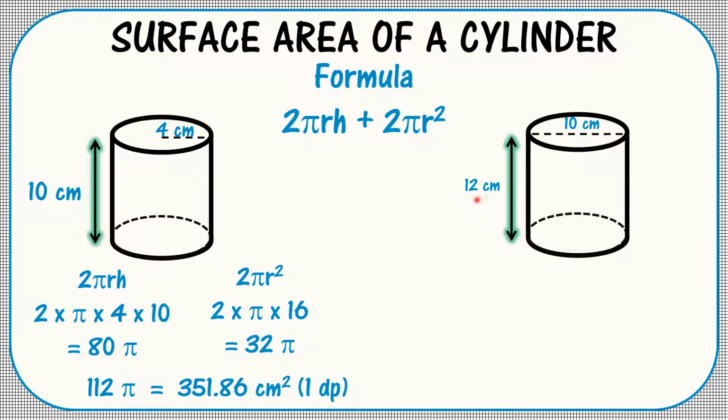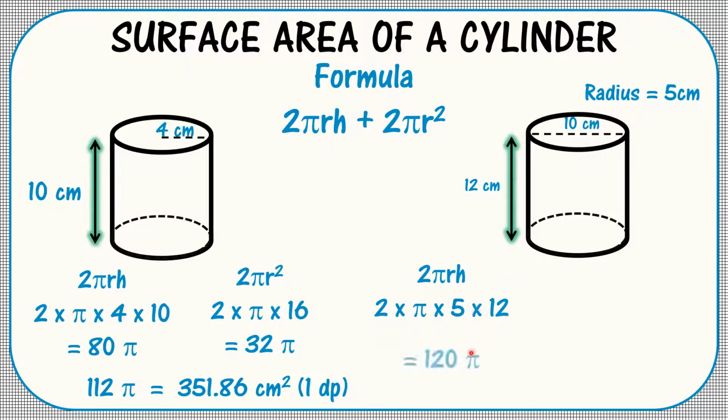For this example, we have a height of 12 centimeters and we have a diameter of 10 centimeters. The first thing that you need to understand is that the diameter is double the radius. So we need the radius, which will equal half of that, which is equal to 5 centimeters. Again, what we need to work out is 2 pi rh. So it's 2 times pi times 5, which is the radius, times by the height, which is 12. What you would get is 120 pi.